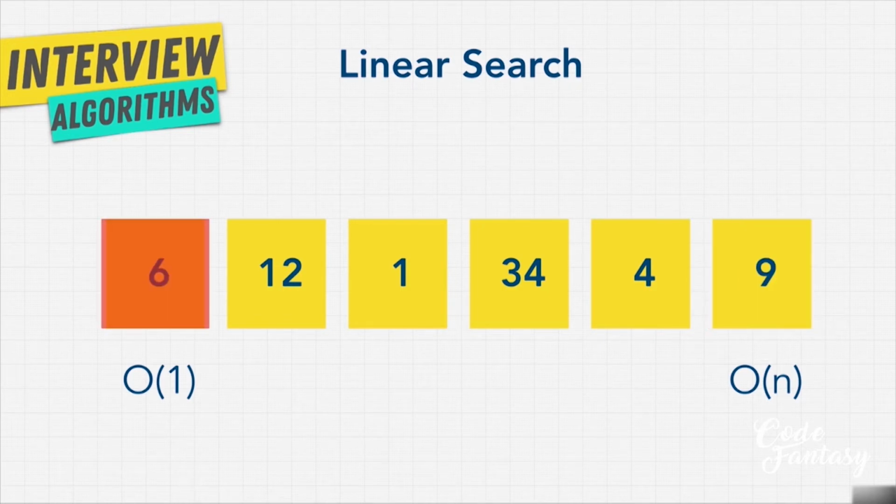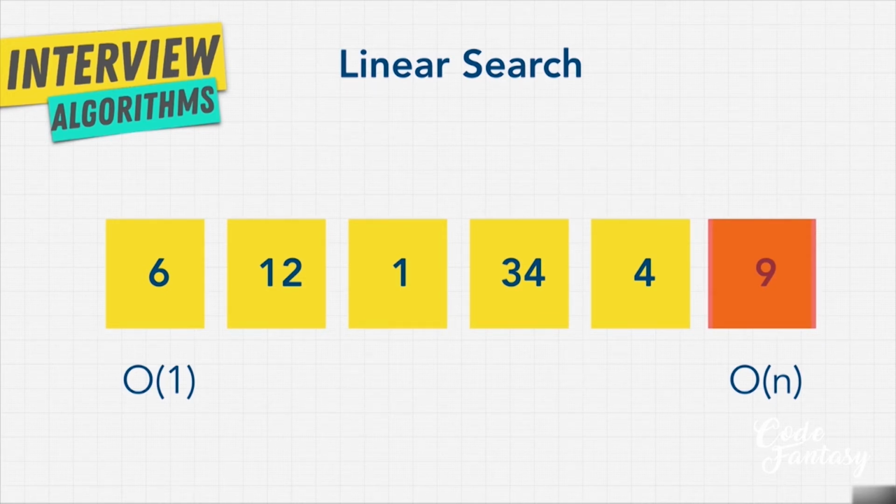In the best case scenario, we find what we're looking for in O of one time because it's at the very beginning of the list, such as if we're looking for 6 over here. However, in the worst case, we have to go through the entire list if we're looking for 9 and check every single node. Or if we're looking for something that doesn't exist, we still have to check through every single item.